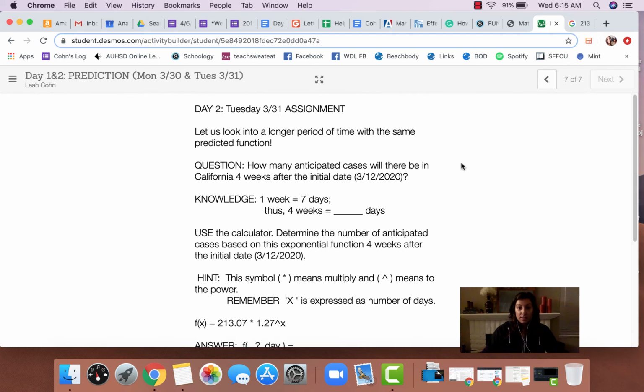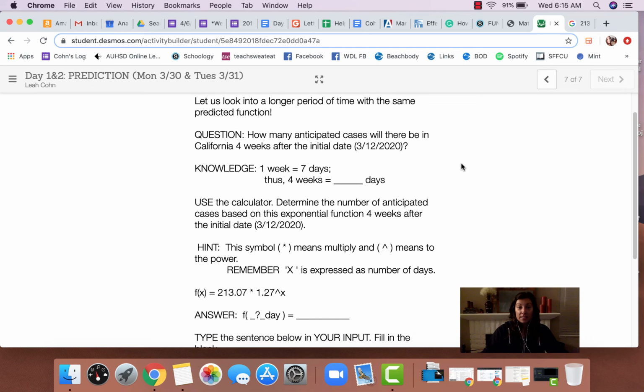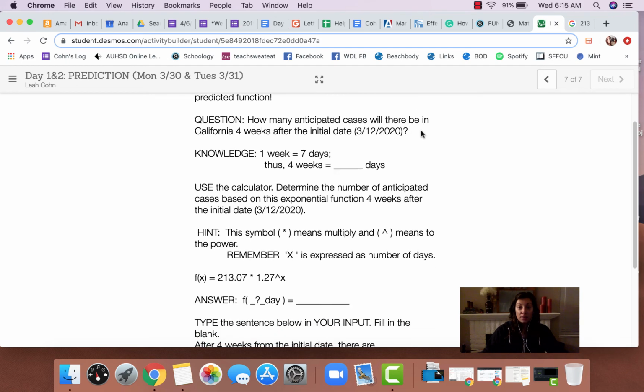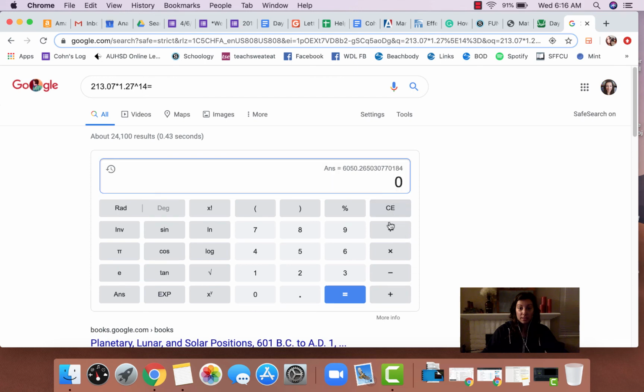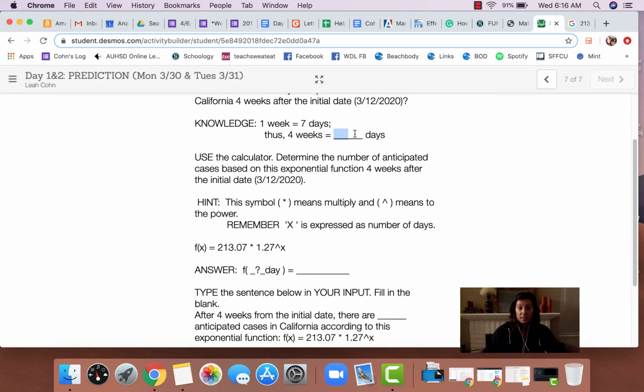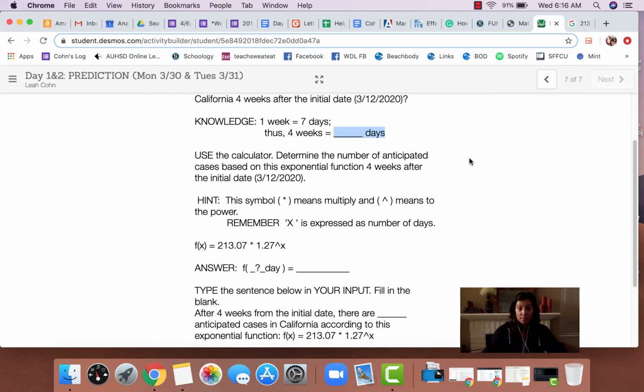Now it says, let's look at a longer period of time with the same function. How many cases will there be in California 4 weeks after the initial date? So 1 week is 7 days. I need to figure out how many days 4 weeks is. If 1 week is 7 days, then 4 weeks times 7 would give me my answer. So I'm going to use my calculator. 4 weeks times 7 days is 28 days. So that's the 28 days that we want to figure out.